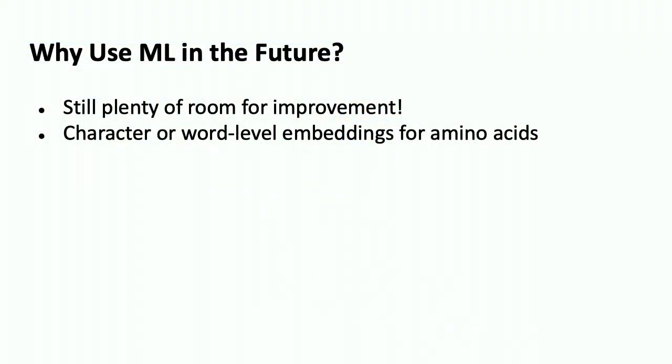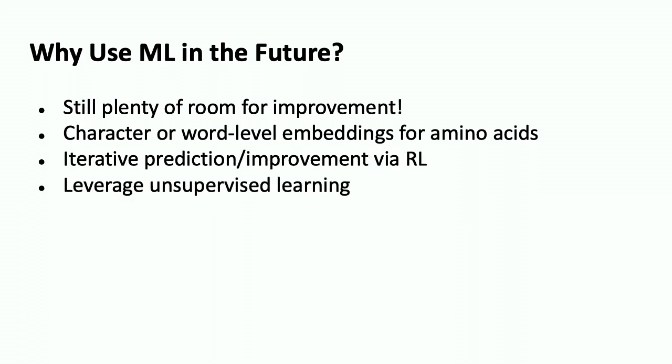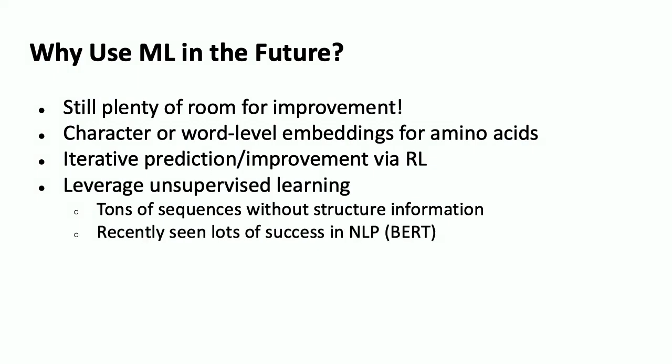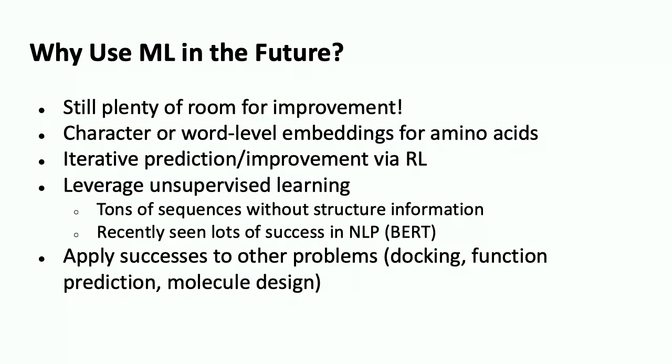So I think there's still plenty of room for improvement. I don't think this is a solved task by any means. And here are just a handful of things that we can still borrow from other fields. Natural language processing has seen character and word level embeddings help a lot. Leveraging unsupervised learning in natural language processing has also helped a lot. And a lot of these things can then also be applied to other problems like protein docking, protein function prediction, and actually designing proteins from scratch.